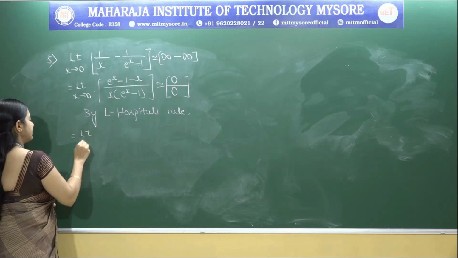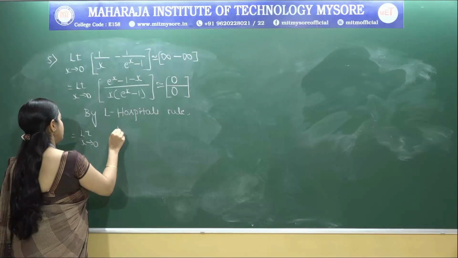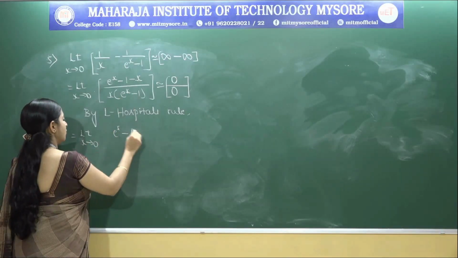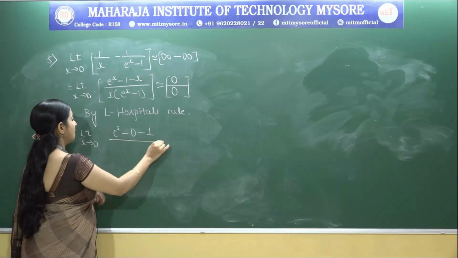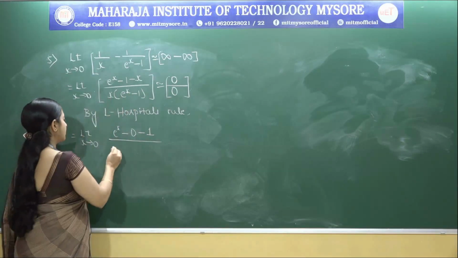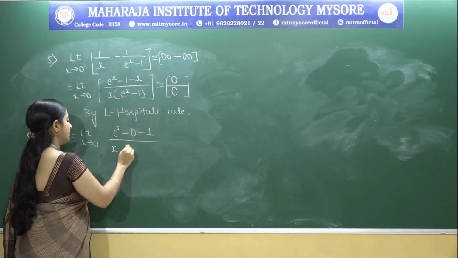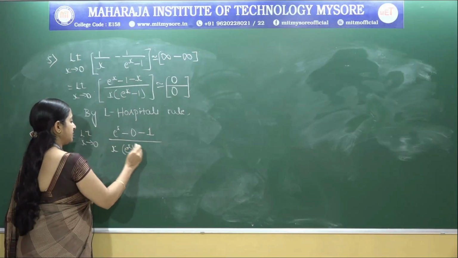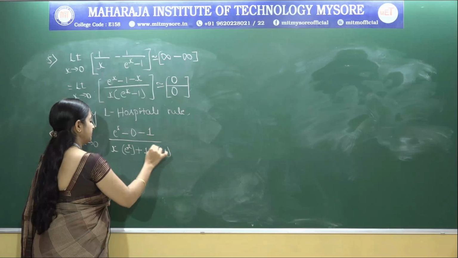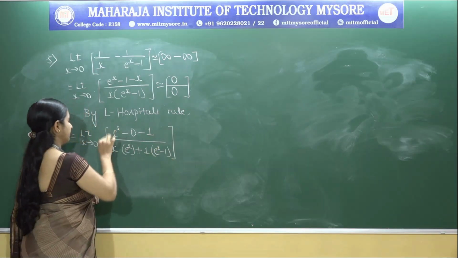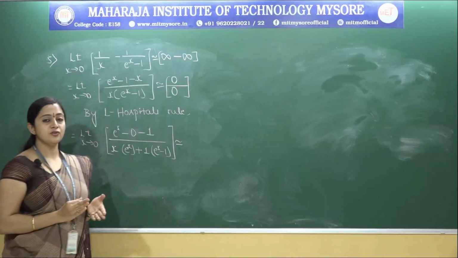The limit of x tends to 0, differentiation of e power x, you will get e power x, differentiation of 1 is 0, the x differentiation is 1. Next, apply the product rule. First term, keep the first term as it is, e power x differentiation e power x, 1 differentiation is 0, plus x differentiation is 1. Keep the second term as it is. Next, apply the limit once again. Check whether you will get the finite value or not.